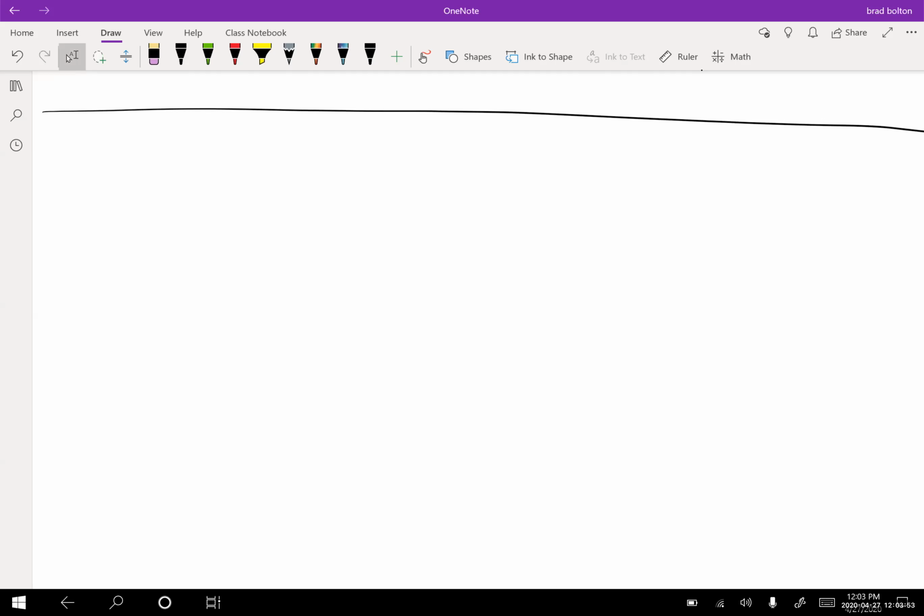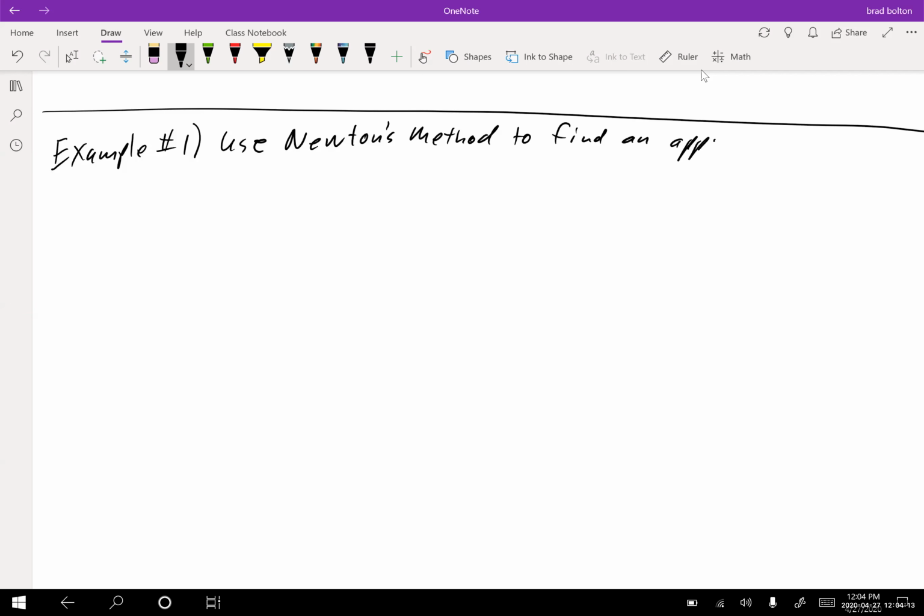So let's look at an example. Example 1: Use Newton's method to find an approximation to x cubed minus x plus 1 equals 0, correct to 4 decimal places.